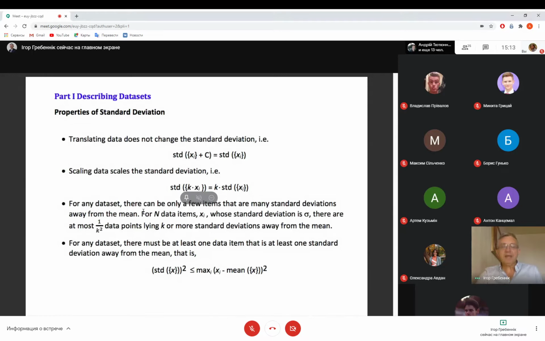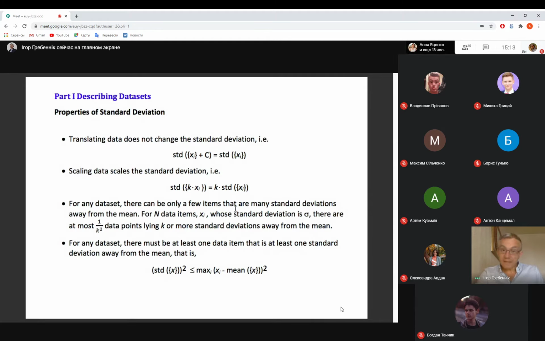data set, and it may be only a few items, elements of data set, that are many standard deviations away from the mean. So the distance between these elements of data set is more than one standard deviation. If we have n data items and standard deviation, which is equal to sigma, I told you that the ordinary designation of standard deviation is sigma, small sigma. We have n data items and standard deviation sigma.